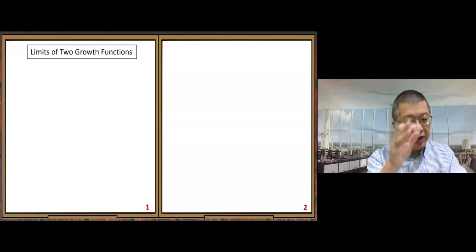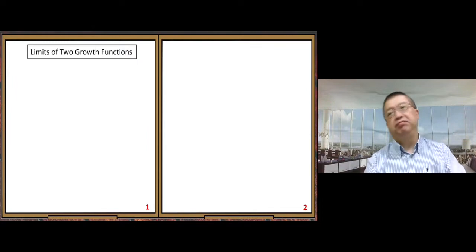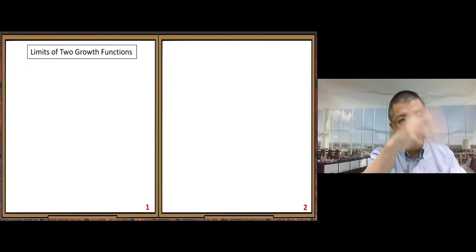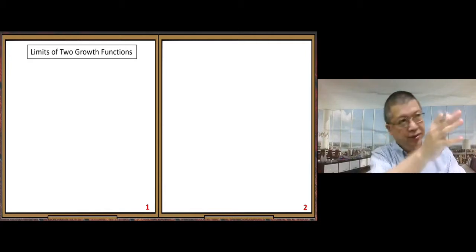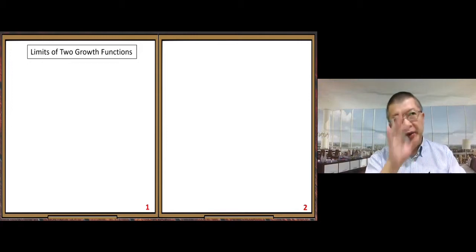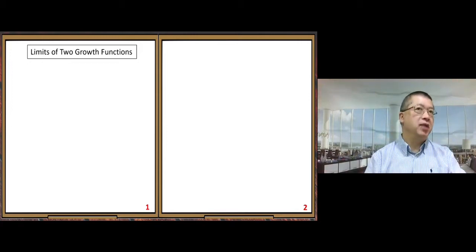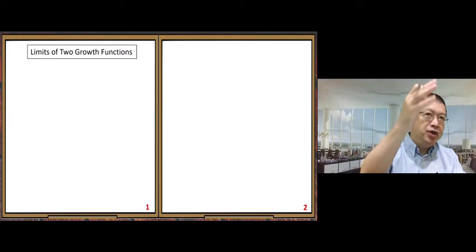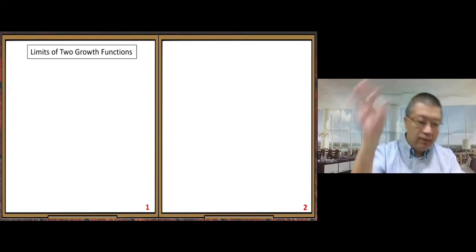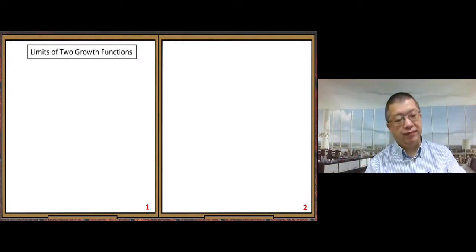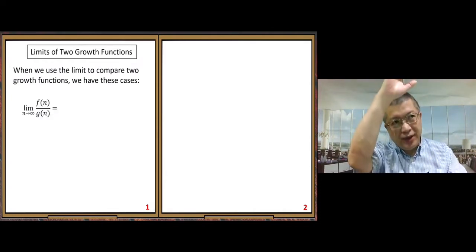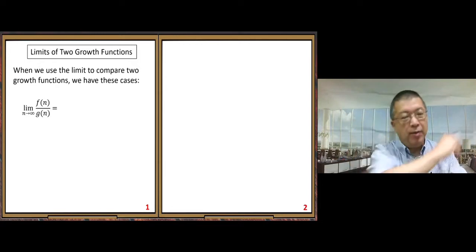First, let's consider limits of two growth functions. We use several examples, L'Hopital's rule, how to calculate the limits. But here, we look at the general cases. If we consider the limits of two growth functions, what are all the possible cases we have? Let me try to list all the possible cases.